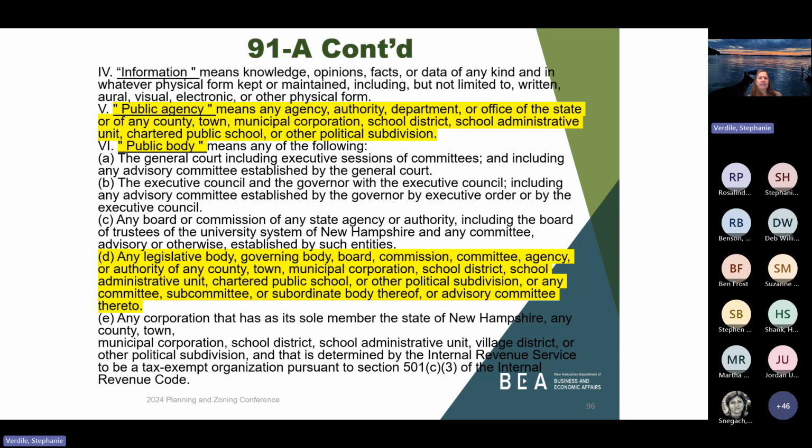So a public body, again, is any legislative body, governing body, board, commission, committee, agency, or authority of any county, town, municipal corporation, school district, school administrative unit, or thereof. There's an advisory committee. Again, a planning board advisory committee could be a master plan subcommittee, a CIP committee. All those types of things are considered public bodies, and the requirements of 91A apply.